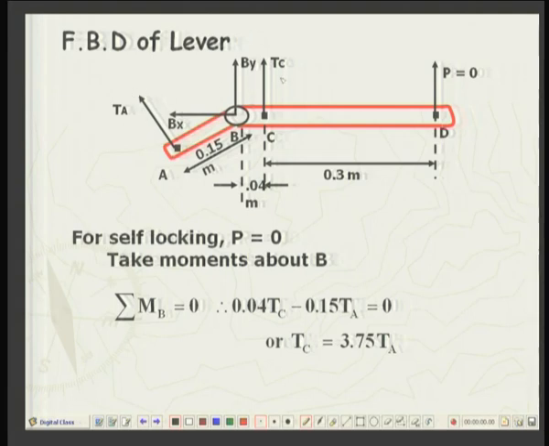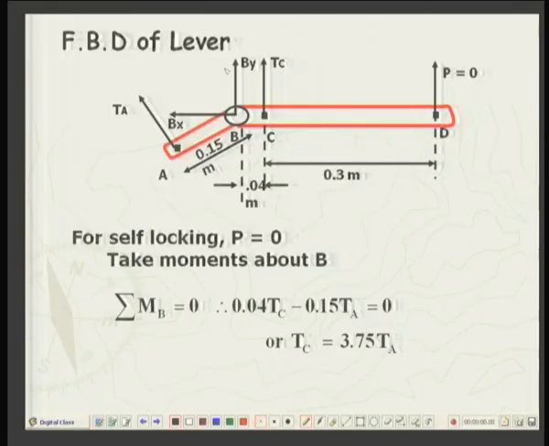Okay. So, let us take moments of all the forces about point B. Why have we chosen point B? Because two of the unknown reactions Bx and By pass through that point, and hence their moment about B will be 0. So, if we do so, and the applied load P is already known to be 0, then we are left with TA and TC.